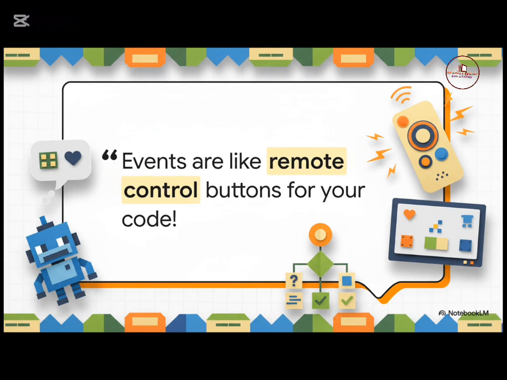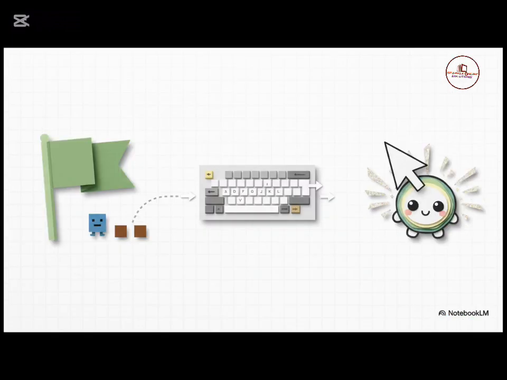The lesson plan uses this simple metaphor. Events aren't some scary technical word. They're just remote control buttons. For a 7-year-old, that instantly clicks. You press a button and something happens. Done. The lesson just focuses on the 3 main buttons that kids already get.